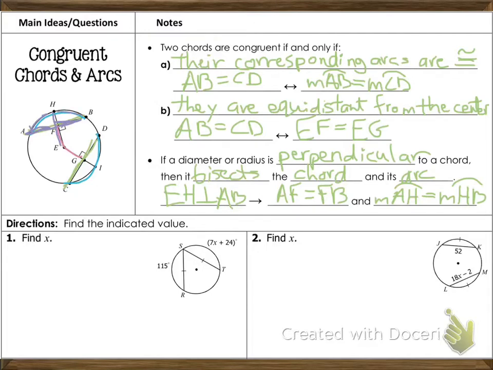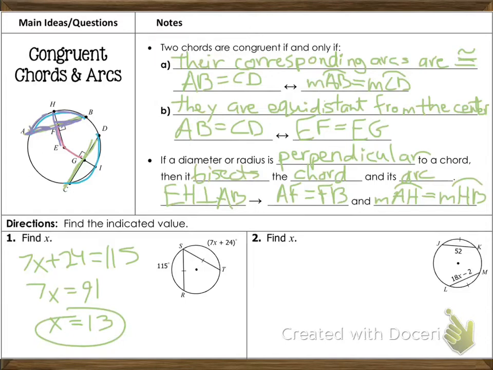Number one, it just says find x. We know that my arcs are going to be equal to each other, so we're going to have 7x plus 24 equals 115. Let's solve this for x. Subtract 24 from both sides, so 7x is going to be equal to 91. Divide by 7. X is going to be equal to 13. Easy peasy.